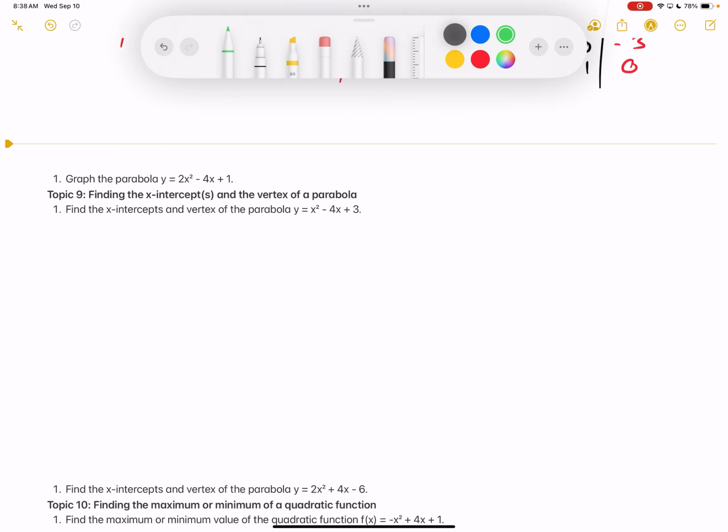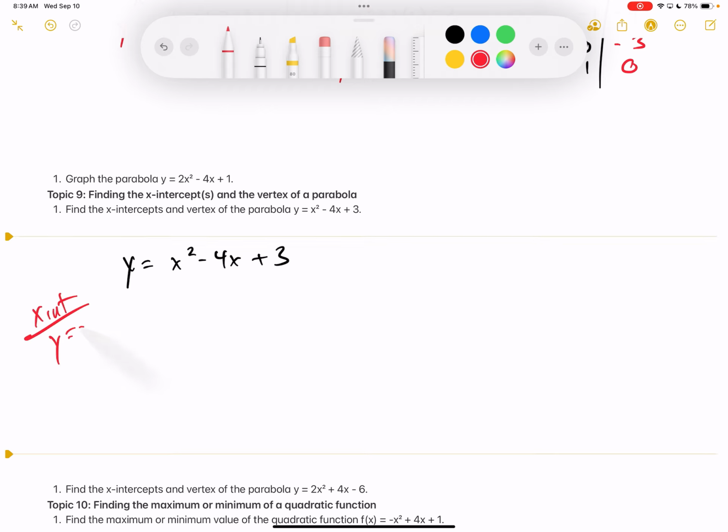All right, there is some refresher from stuff the other day. Find the x-intercepts and the vertex. To find the x-intercepts, you make y be 0. So if I have 0 equals x squared minus 4x plus 3, this is a factoring problem because I have an x squared and an x. So what multiplies to be 3 and adds up to be -4? -3 and -1.